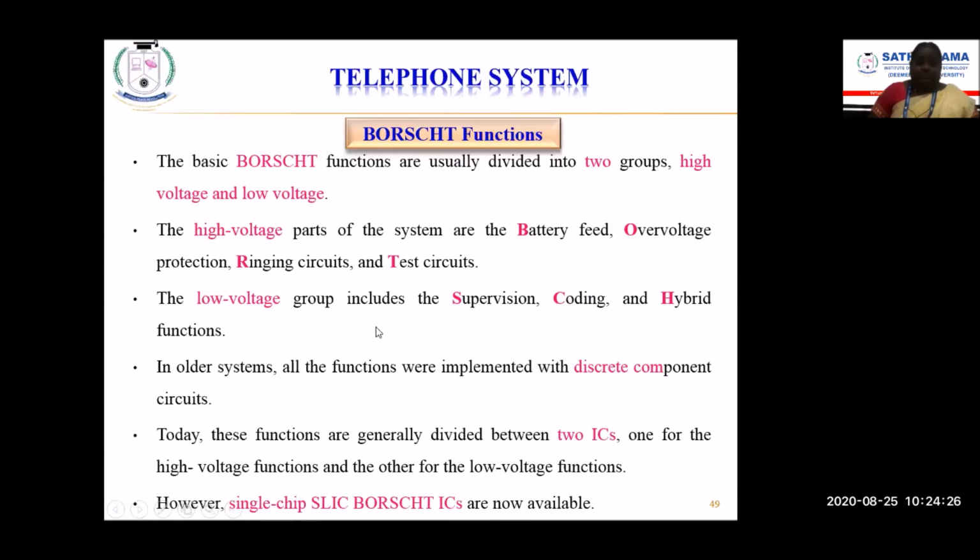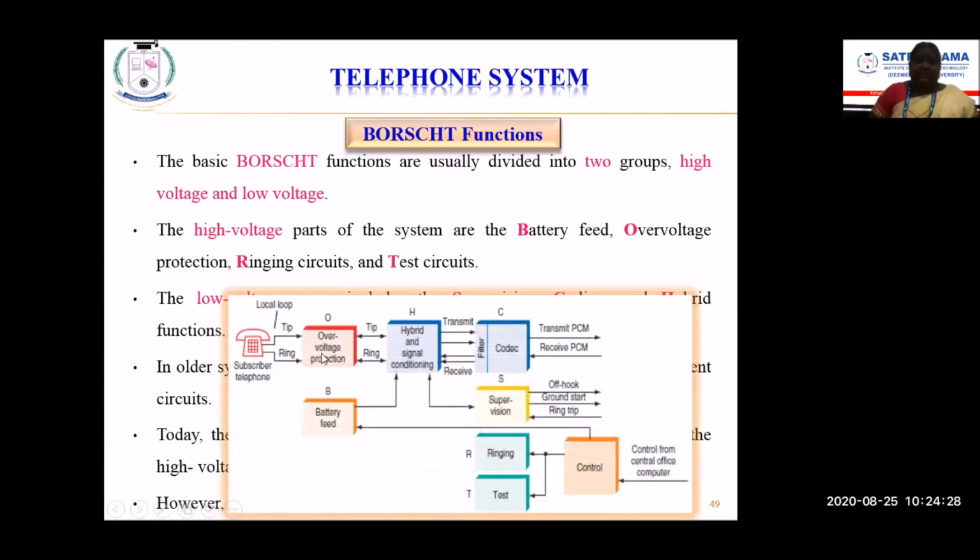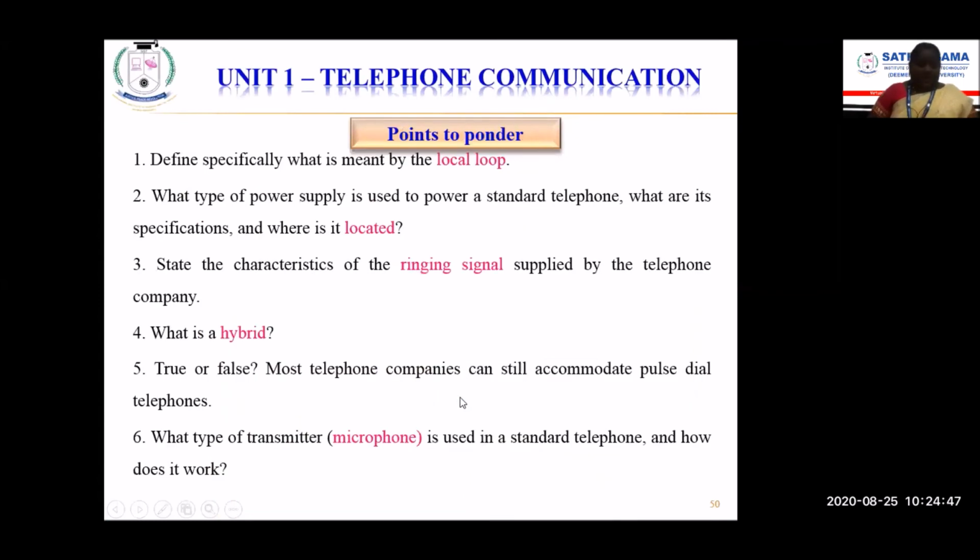Okay. So now let us differentiate the function, that is BO or T. So this group is known as the high voltage group, whereas SCH are known as the low voltage group, parts of the system that are providing the different functionalities of the SLIC. Okay, now let us recall the different points that we have covered so far.